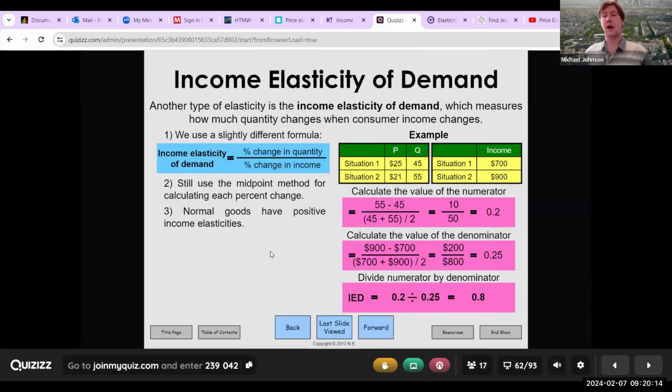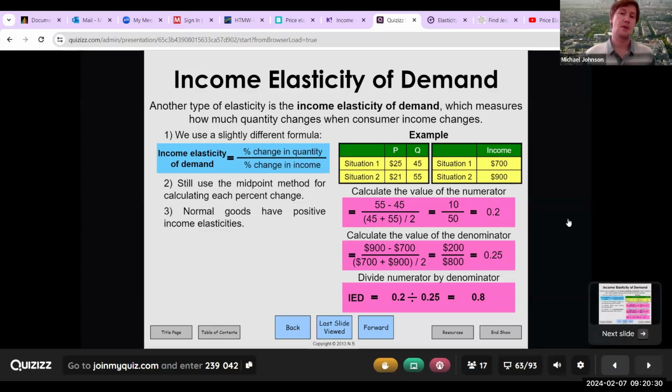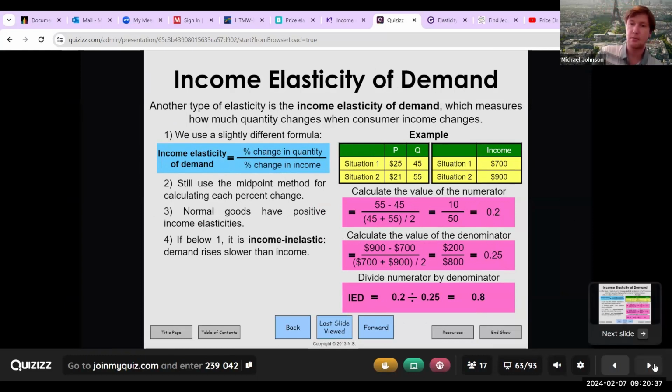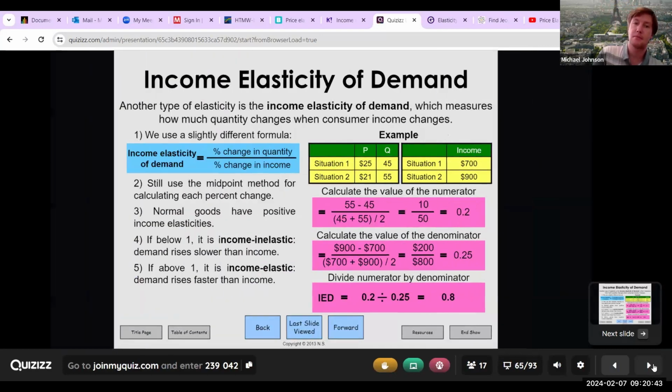So normal goods have positive income elasticity. So we got a positive income elasticity here. So it's a normal good because negatives would cancel out. 45 minus 55 is negative 10. 700 minus 900 is negative 200. So those negatives would cancel out if we divide them. And then if below 1, it is income inelastic, so demand rises slower than income.